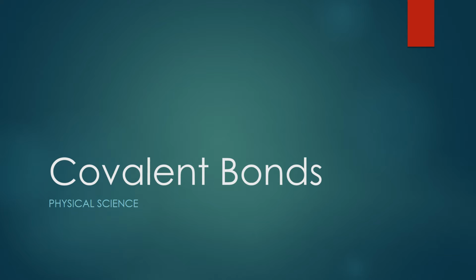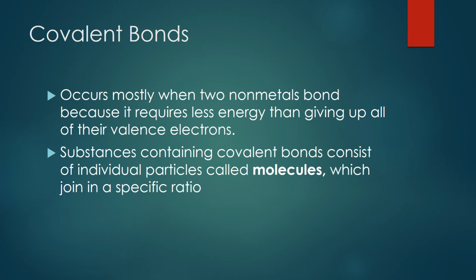We've talked about ionic bonds so far, so today we're going to be talking about covalent bonds. Ionic bonds are between a metal and a nonmetal, and the covalent bonds that we're looking at today are between two nonmetals typically.